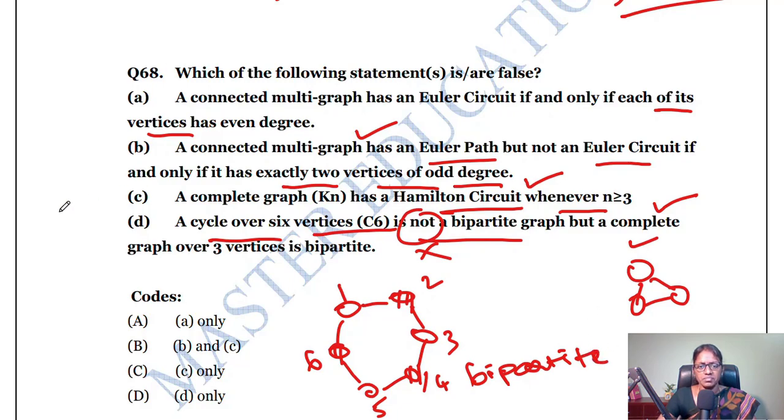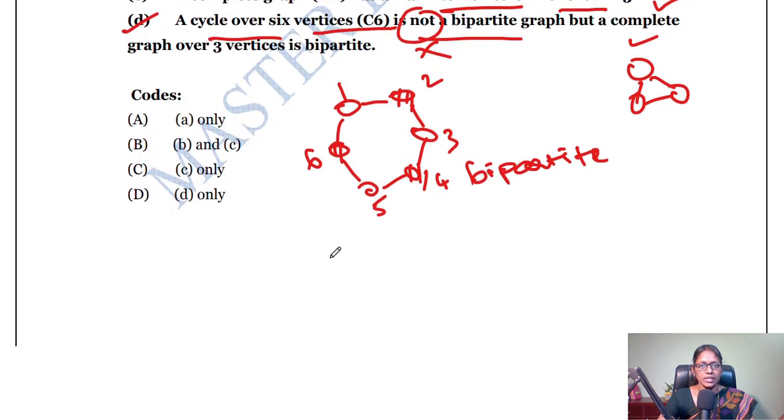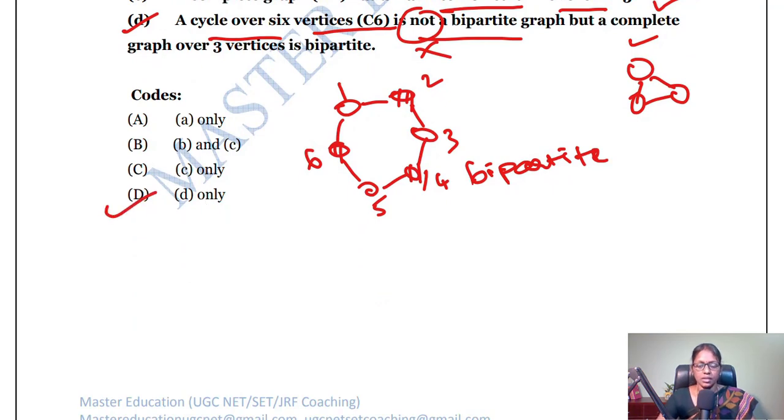Okay. So their question is, which of the following statements is the false statement? So option D is the false one. So only D is false, right? Which is available in option D.